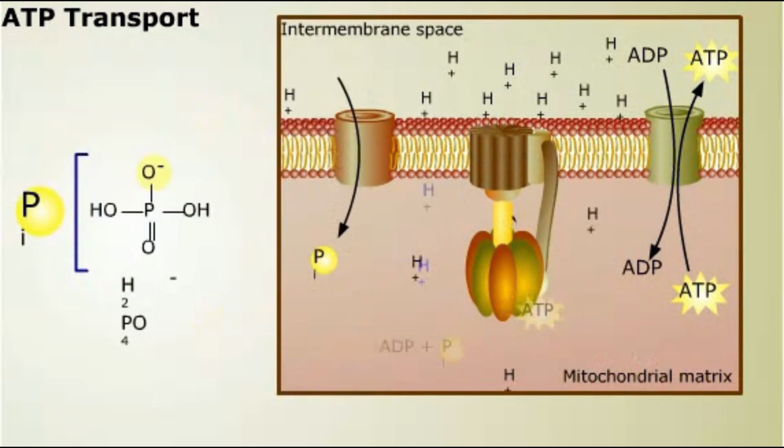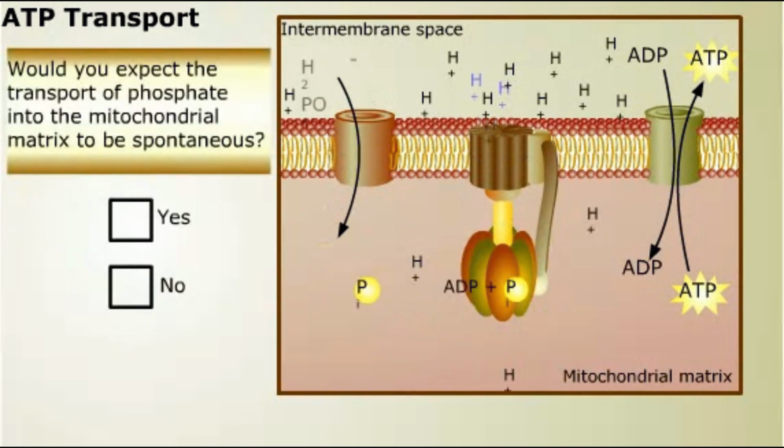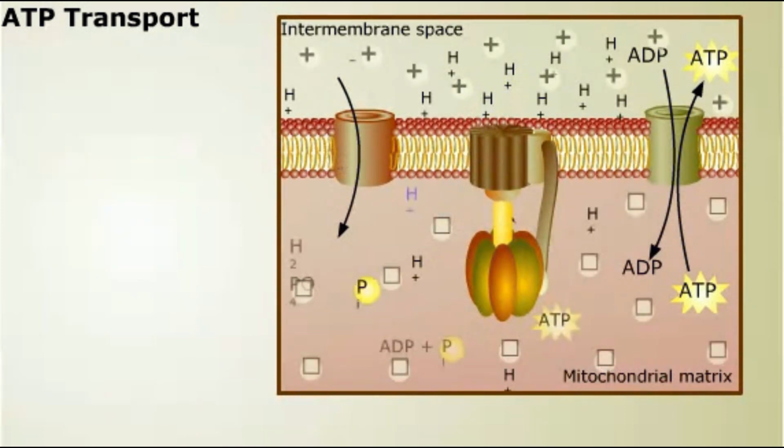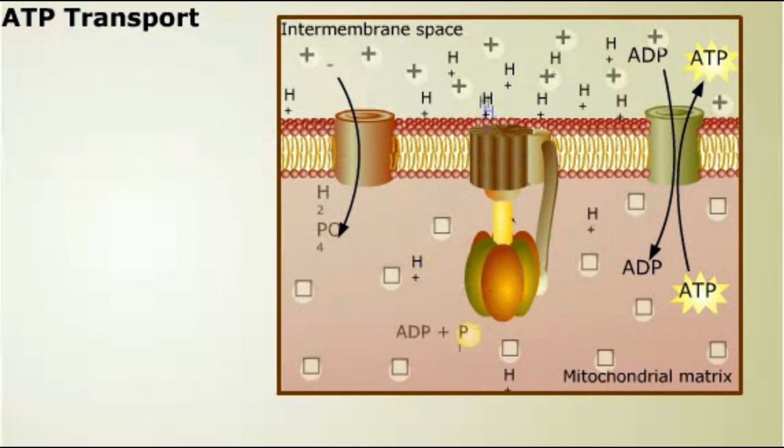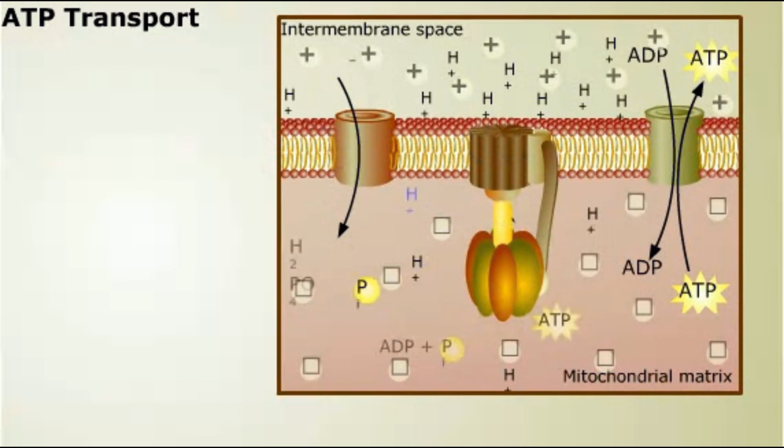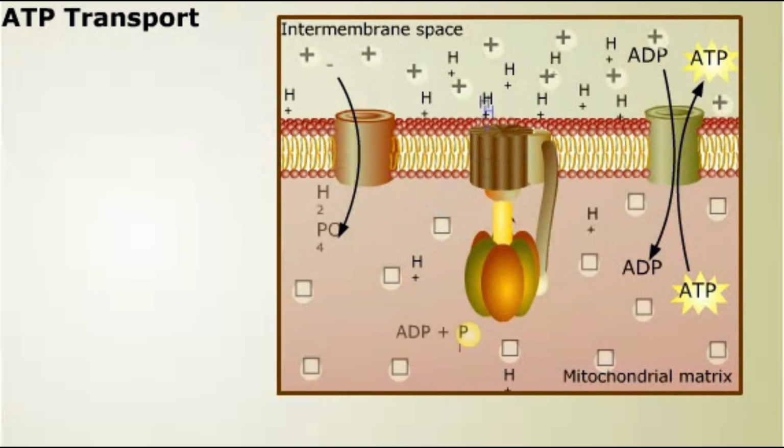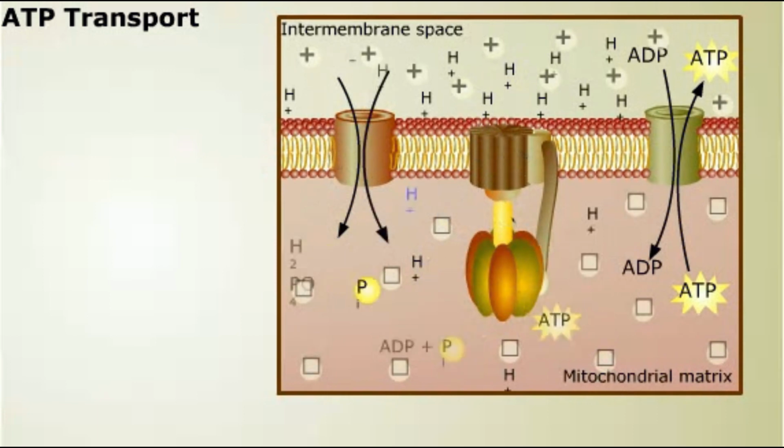Like ADP, phosphate must also be transported into the matrix. The phosphate carries a negative charge. Would you expect the transport of phosphate into the mitochondrial matrix to be spontaneous? Select your answer and click Submit. Because phosphate carries a negative charge, its transport into the matrix is not spontaneous. Its movement into the matrix is coupled to the return of a proton.